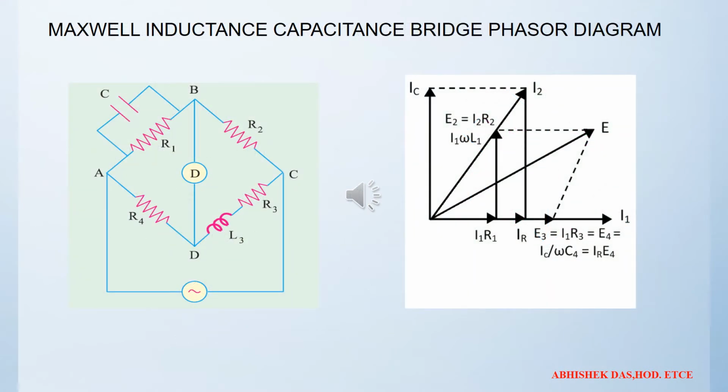And from the Maxwell inductance bridge we know the phasor diagram from the circuit diagram. Here we can see the Maxwell inductance capacitance bridge. From the bridge we can draw the phasor diagram, and you can see the phasor diagram here.